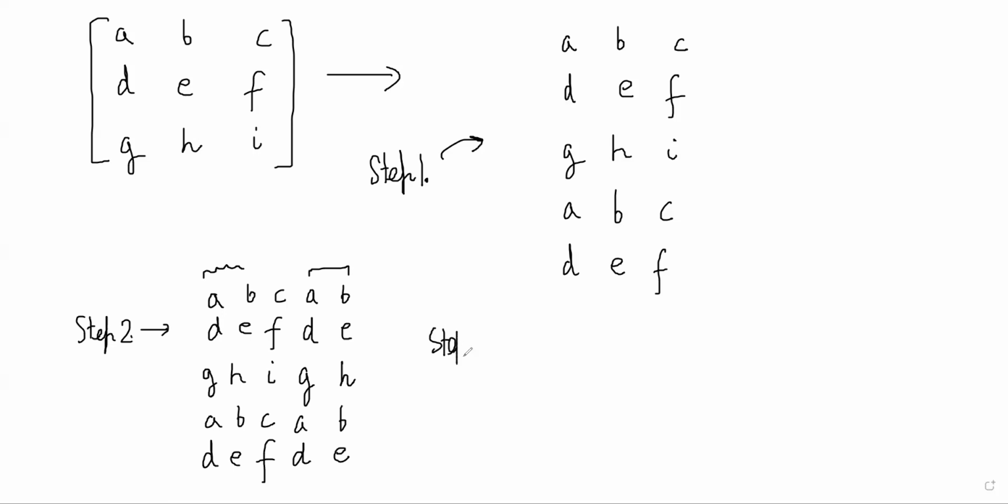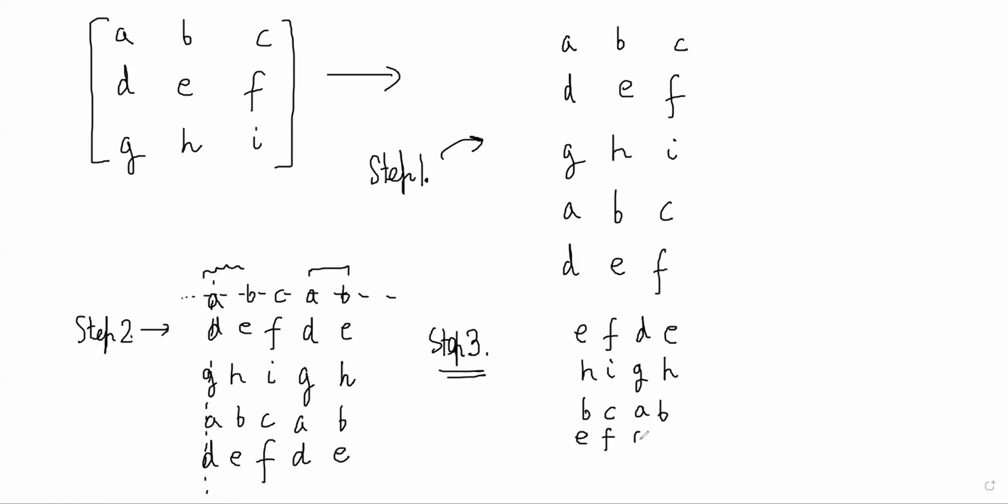In step three, you are going to delete the first row and first column. You are left with E, F, D, E, H, I, G, H, B, C, A, B, and E, F, D, E. And now from this, you will calculate EI minus HF, FG minus DI, DH minus EG. That will be the first three elements of your adjoint.